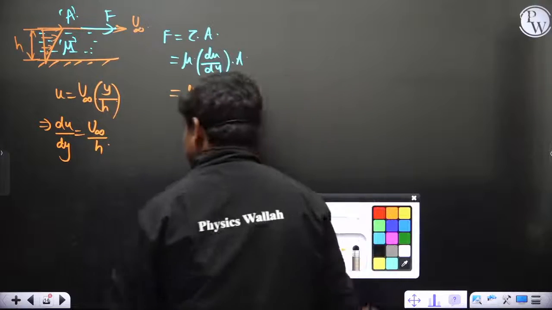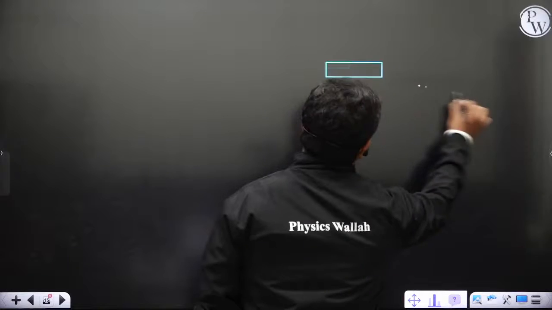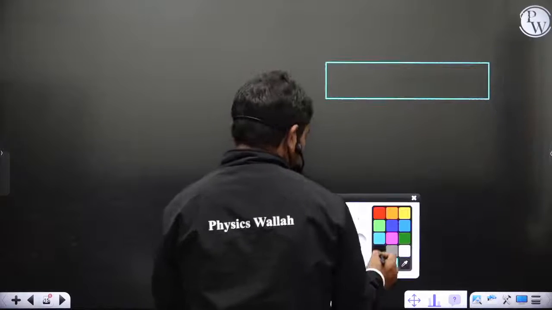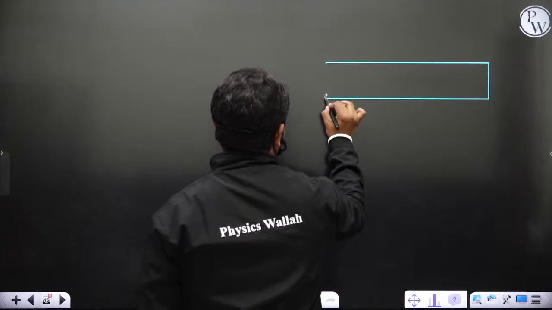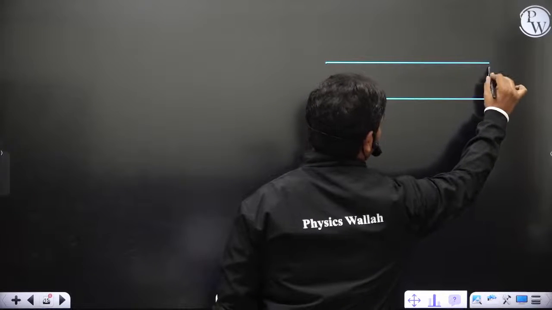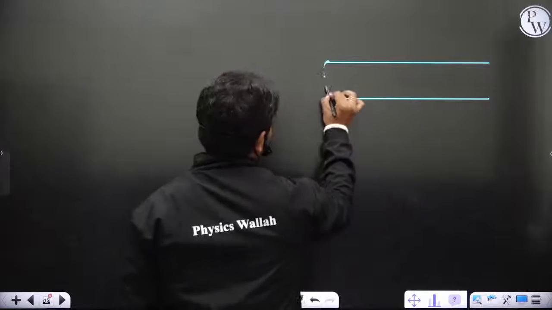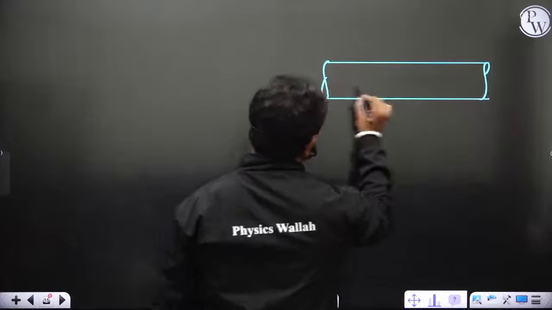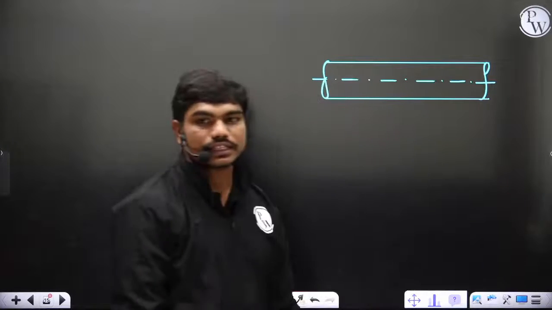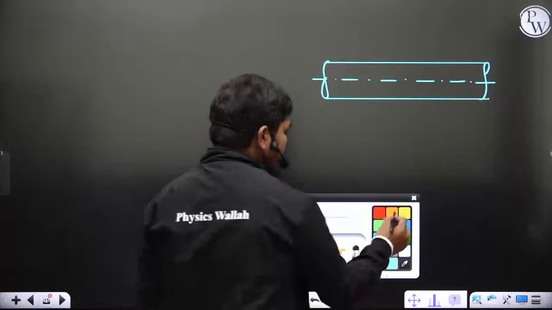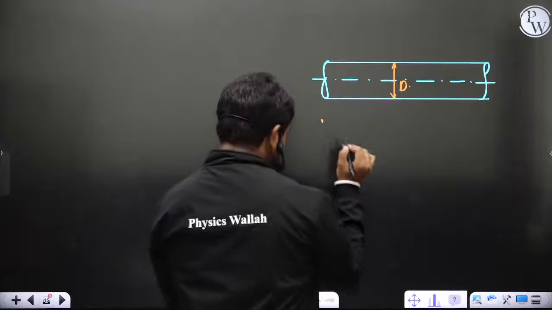Let us see certain other examples. I'll teach you one different example so that you can answer things. Let us suppose there is a shaft like this. This shaft has a diameter d and length L, for example.